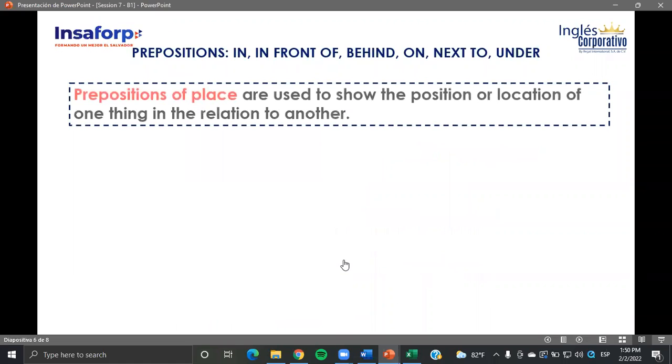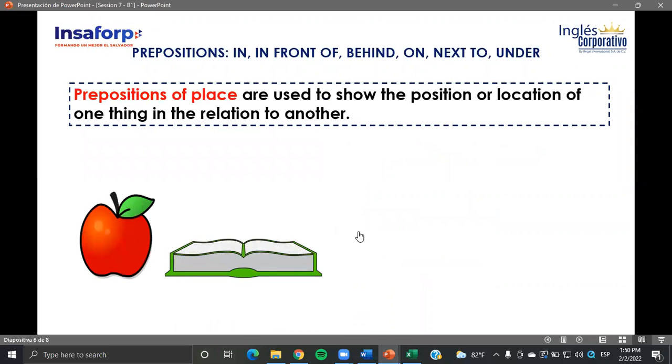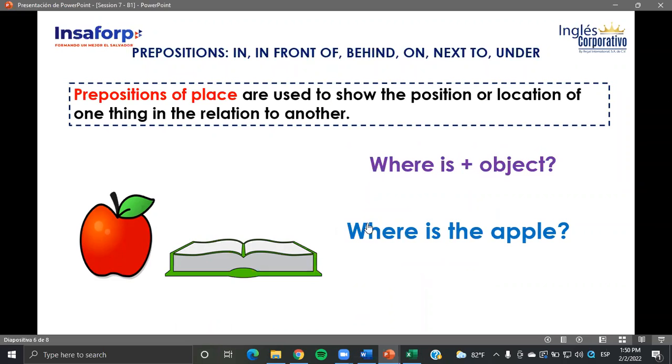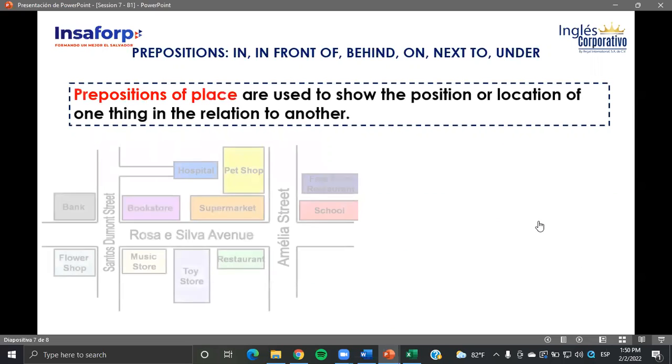Another possibility was, we have an apple and we have a book. So the question again, where is the apple? The apple is next to the book, or it is next to the book, the same, right? And now I'm giving you this, right?